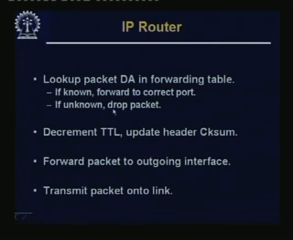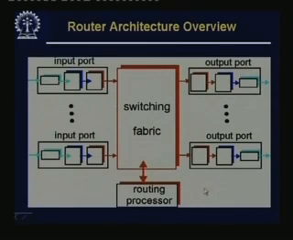So if the destination is unknown, if it has no way of finding out where to send it, it simply drops the packet. When it sends, it decrements the time to live, and updates the header checksum. So these are some side effects which it has to go through. Let me not go into the details of this, and finally forward the packet to the outgoing interface, transmit the packet on the link as usual. So this is a router. Once again we have a switching fabric, we have an input port and an output port, and we have a routing processor.